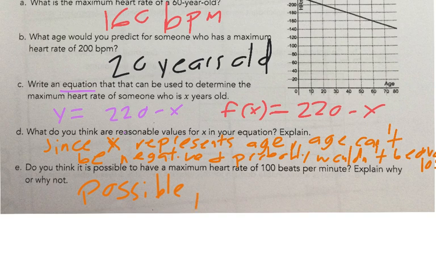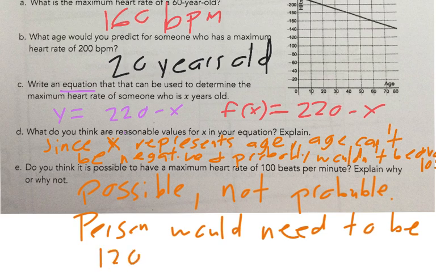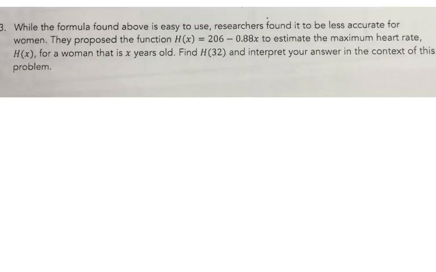So this would be what this is. I think they would count this right. Possible, not probable. Person would need to be 120 years old. See, I'm giving context. I'm backing up my reason. When they say explain why or why not, I'm telling what the criteria would have to be. They would have to count that right. I don't think they count that wrong. Oh gosh, it's freezing. Okay, what did we find for H of 32?